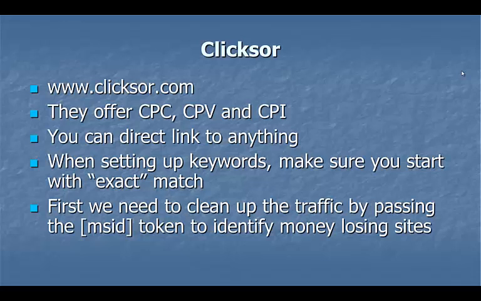But one of the things I recommend is that when you set up your keywords and your campaigns on Clixer, you make sure that you start with exact match. One of the things I noticed about Clixer is that they have a lot of fraudulent partner sites that you want to clean up first, depending on the campaign you're running. So you need to pass the MSID token to identify the money-losing websites, because Clixer gives you the ability to do self-optimization, so you can go in and fairly quickly start blocking poor converting websites with a click of a mouse button. You definitely want to do that when you're running any sort of Clixer traffic.